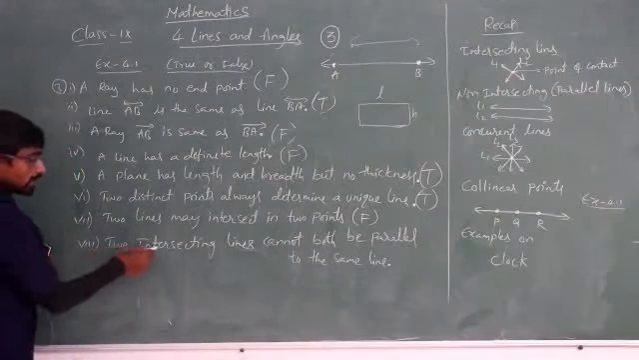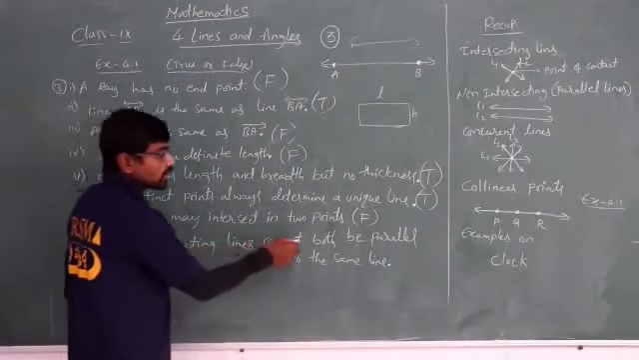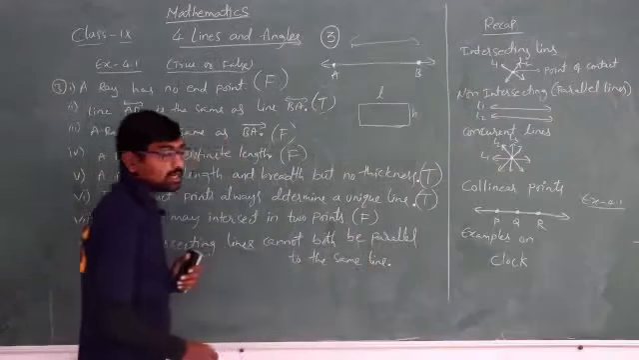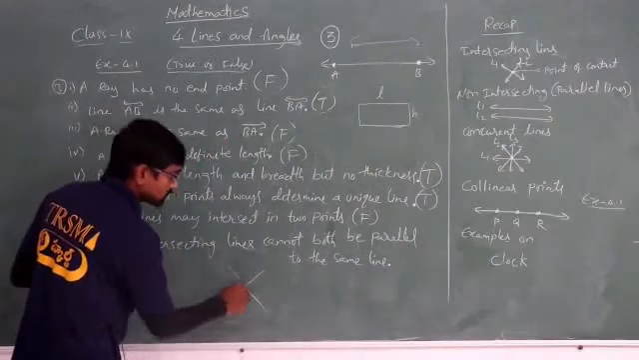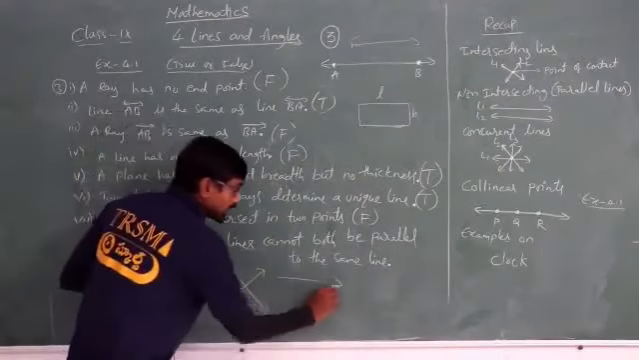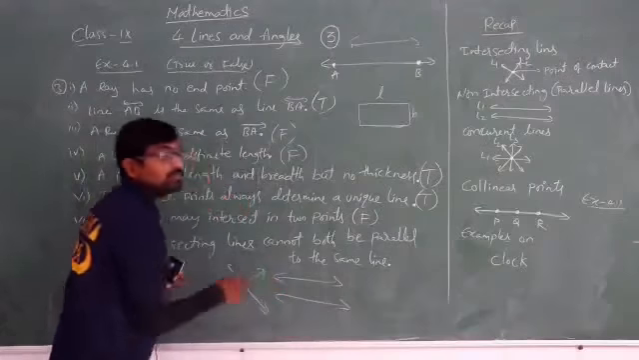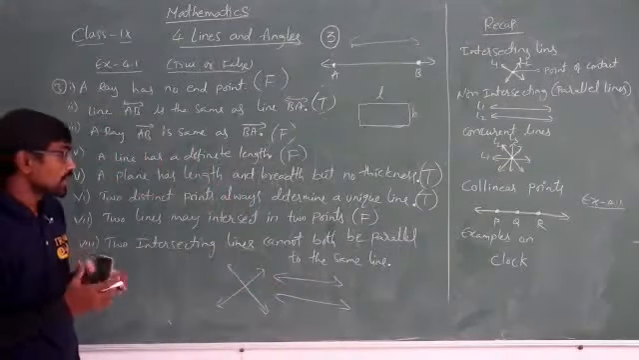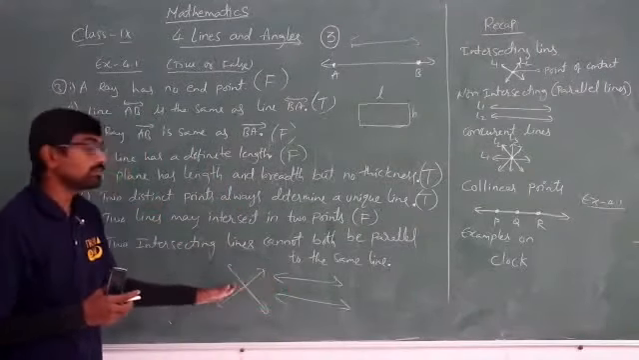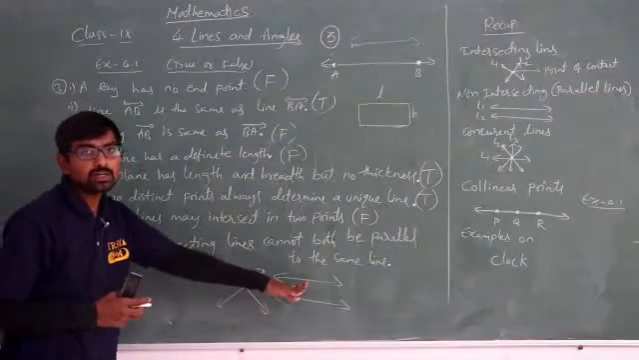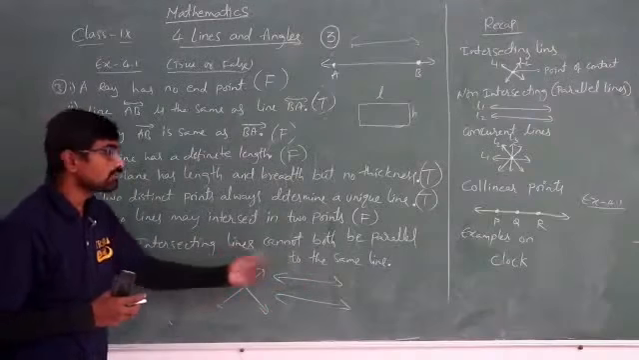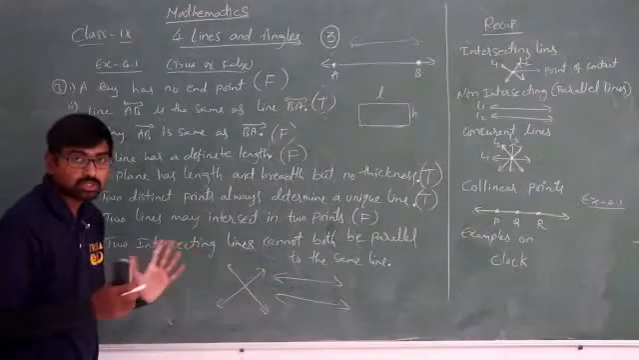Next one, two intersecting lines cannot both be parallel to the same line. If I am having intersecting lines, now how will we say this? These are intersecting lines. If I take it like this, then they will become parallel. So at a time they won't be both. Either they will be intersecting or they will be parallel. They can't act as both the terms.